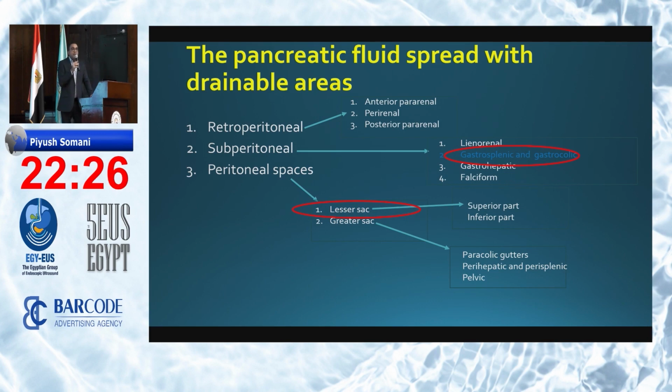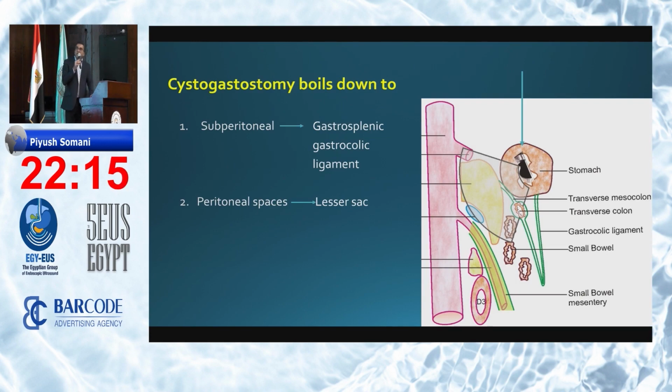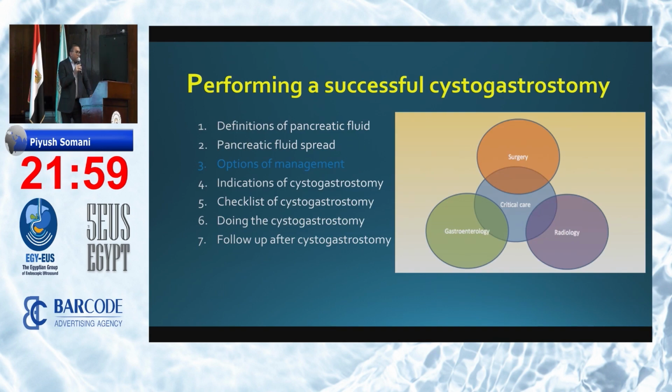The one which is relevant to us as an endosonographer is which spreads to the gastrosplenic, gastrocolic and the lesser sac. So these are the ones which we are doing through EUS guidance. So cystogastrostomy boils down to subperitoneum, gastrosplenic, gastrocolic ligament, and the peritoneal space, which is the lesser sac. These are the ones which we are draining when we are going through the stomach or probably through the duodenum. Coming to the different options, nowadays, as we are aware, it's EUS which has taken over from surgical, but still there are some centers where they do it laparoscopically also.